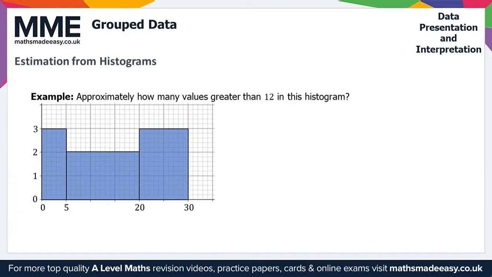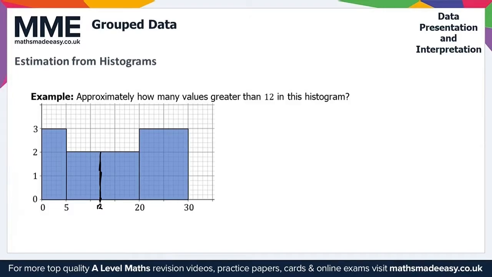So for example, if we take a look at this example here, approximately how many values greater than 12 are in this histogram? Here, we go across the x-axis and mark where 12 is. So this would be 6, 7, 8, 9, 10, 11, 12. So we know 12 is here. What we do then is we go up from 12. Everything to the right of this 12 here are values greater than 12.